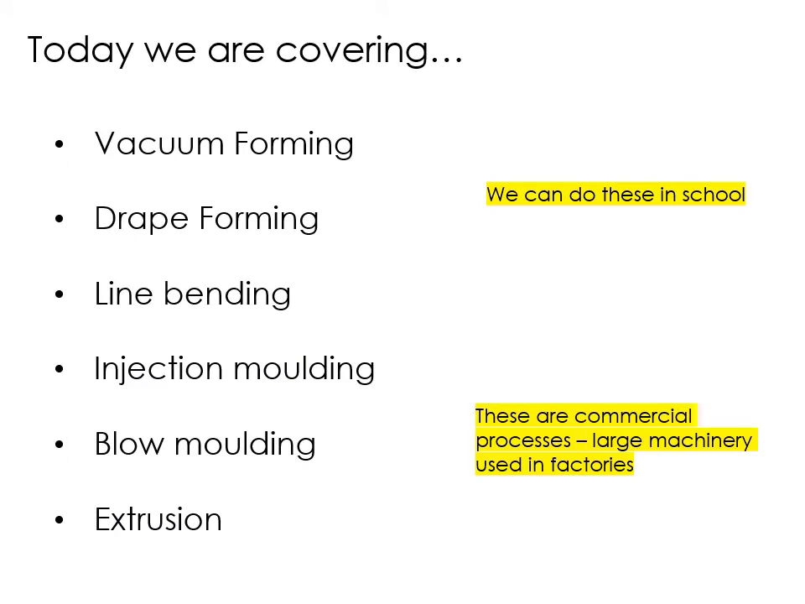So what we're going to look at today is we're going to look at all of these different ones. The vacuum forming, drape forming, and line bending, these are all actually things that we can do in school, in our workshop at school. But these ones along the bottom, these are commercial processes, and large machinery is used to make these products in factories, and it tends to be that these factories are dedicated to making specifically this product. So the first one we're going to look at is vacuum forming.